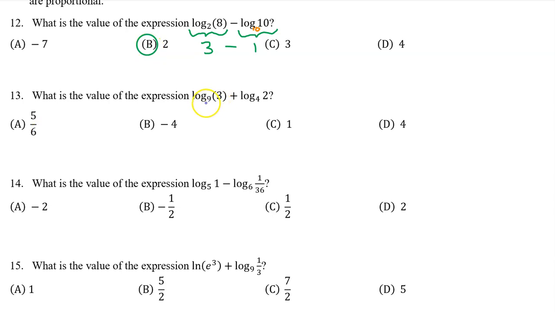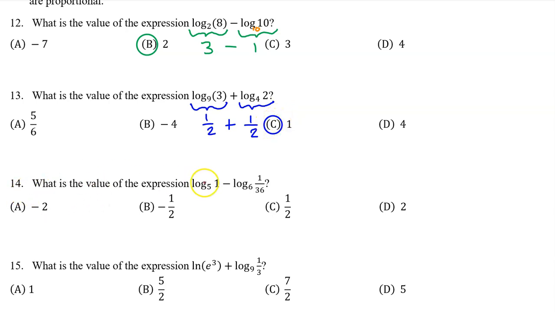Looking at number 13, what exponent turns 9 into a 3? We know that the square root of 9 is 3, and square root is the same thing as 9 to the 1/2 power. So that's the value of this term. Similarly, the square root of 4 is 2. That's the same thing as 4 to the 1/2 power. So we have 1/2 plus 1/2, which is 1. So the answer is C.